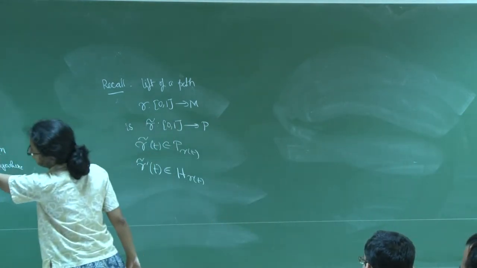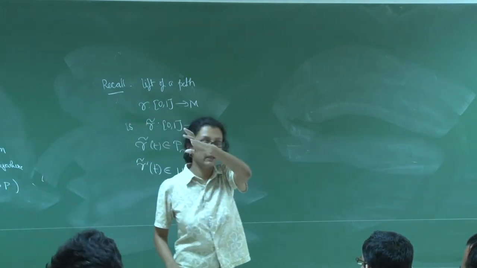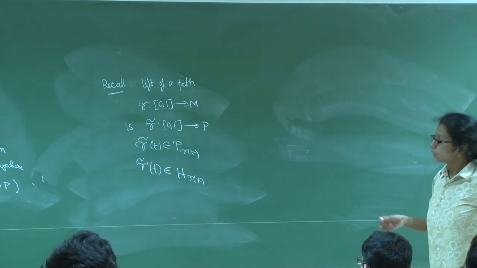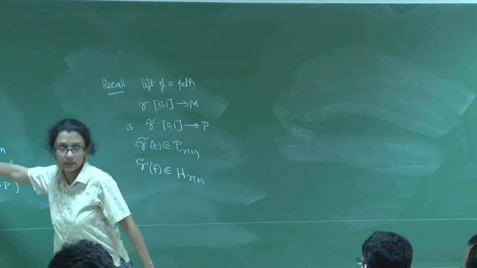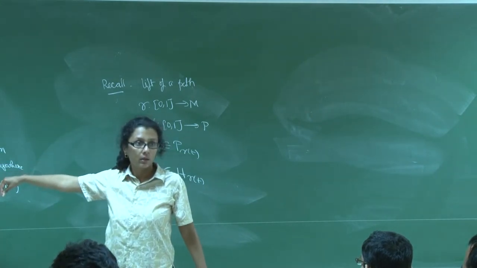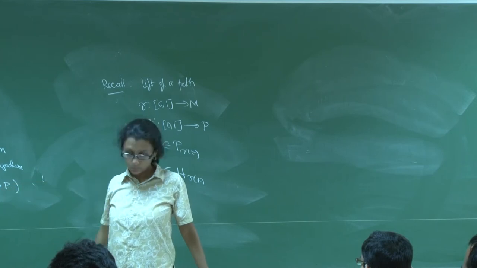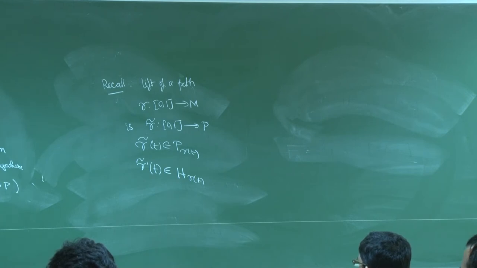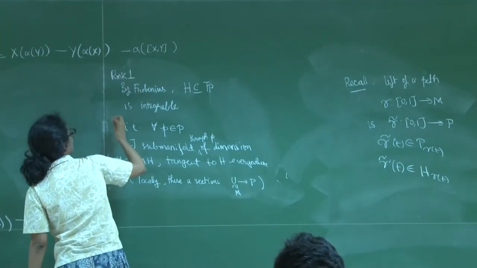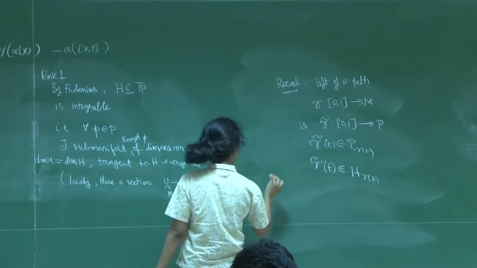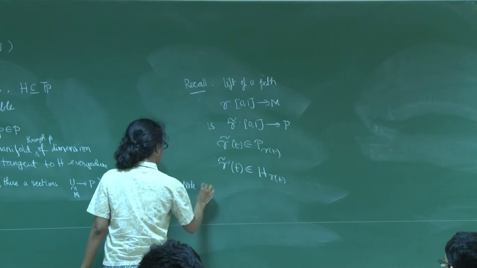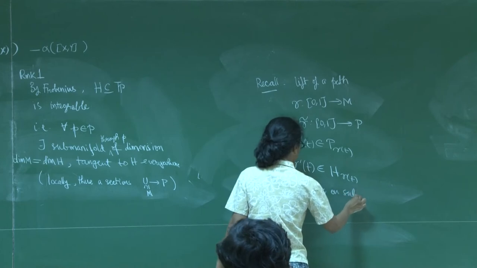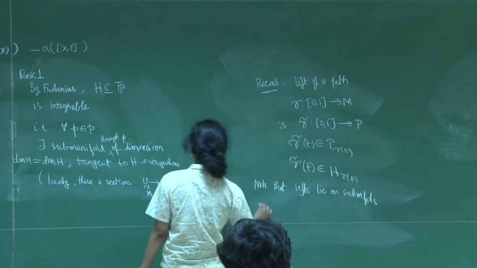So if you have a flat connection and you have these submanifolds through any point you want, then near that point you automatically get these lifts. So the horizontal lifts have to lie on these submanifolds, right? So let me call this one. So note that lifts lie on the submanifolds of this kind.